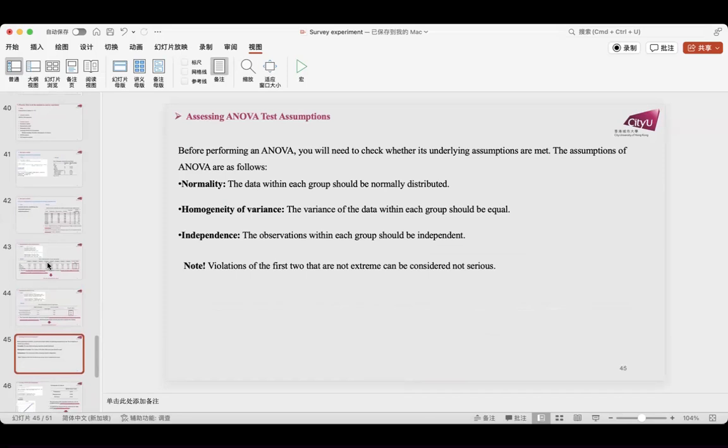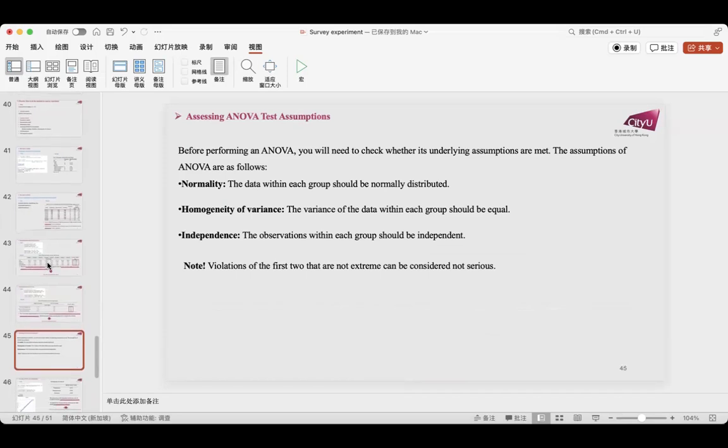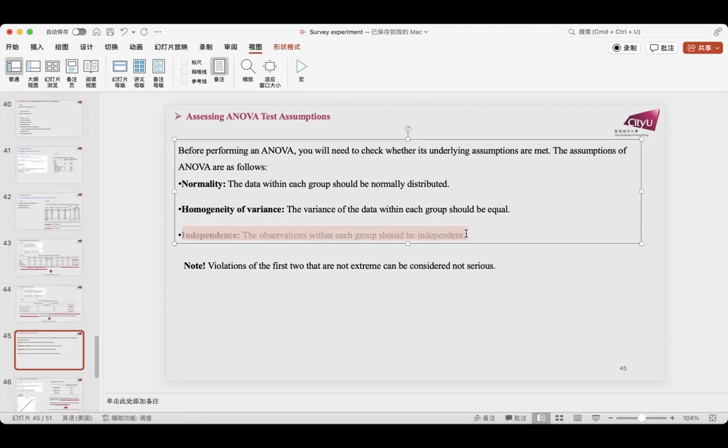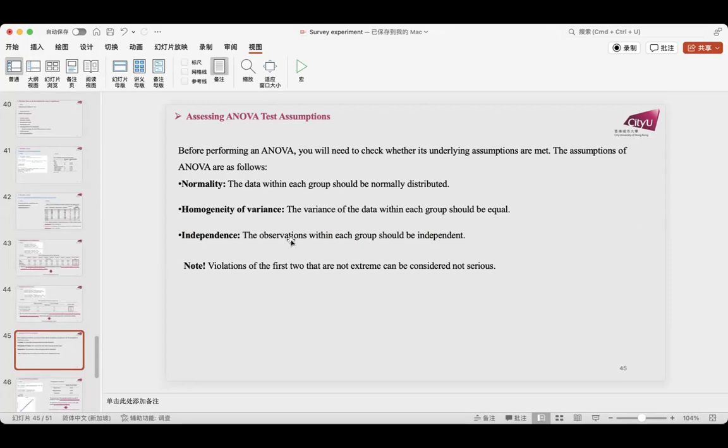And then before the ANOVA analysis, we need to assess the ANOVA test assumptions. We need to check several assumptions. The first one is normality, whether data within each group is normally distributed. The second is homogeneity of variance, which means the variance of the data within each group should be equal. And the third is independence, the observations within each group should be independent. Because of the survey design, in the experiment process we can ensure the independence of the participants. So we only need to check the normality and the homogeneity of the variance.